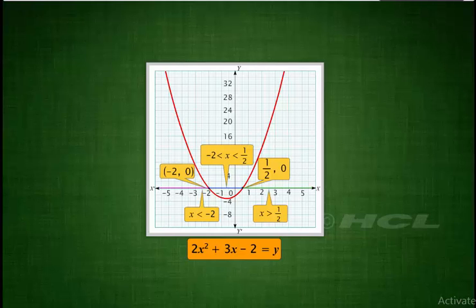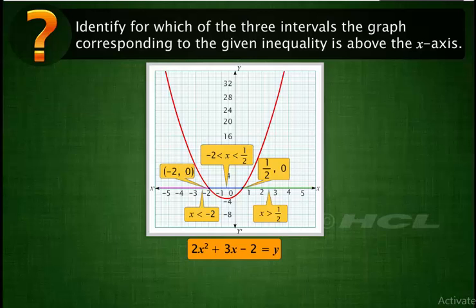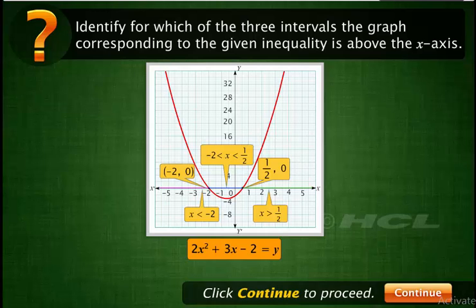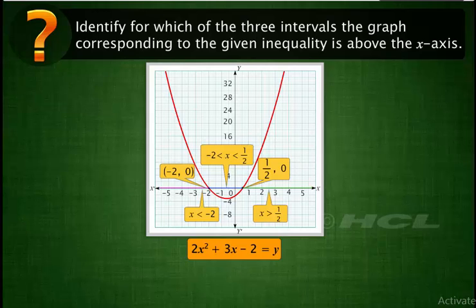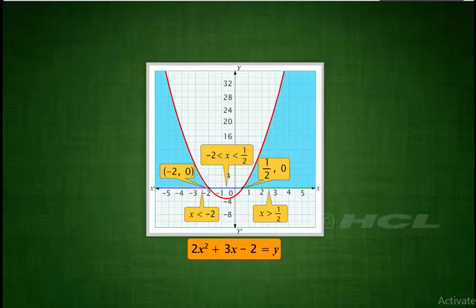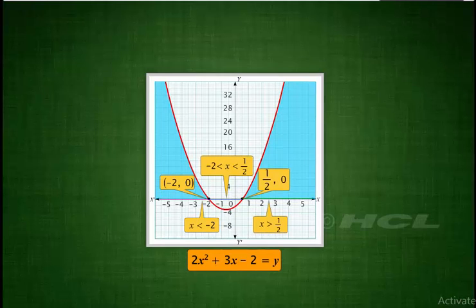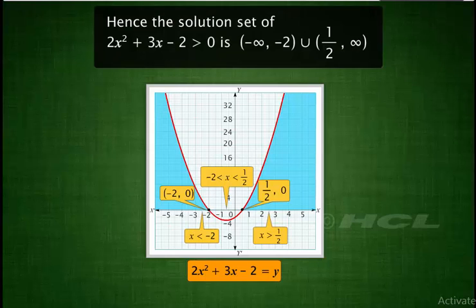Now, as the inequality 2x squared plus 3x minus 2 greater than 0 is of greater than type, the solution will have the x values for which the graph of the given inequality lies above the x-axis. Hence, identify for which of the 3 intervals the graph is above the x-axis. Note that the parabola is open upwards, so the region at the ends is above the x-axis. Hence, the solution set of the quadratic inequality 2x squared plus 3x minus 2 greater than 0 is the union of open sets (minus infinity, -2) and (1/2, infinity).